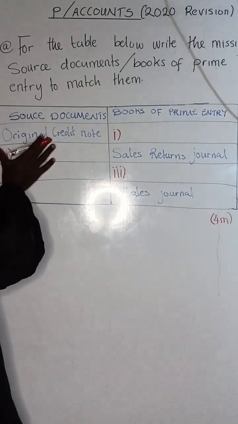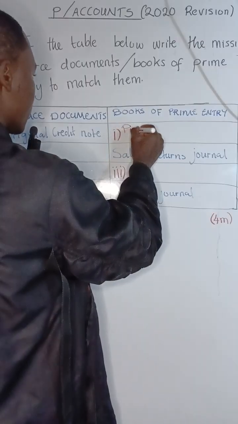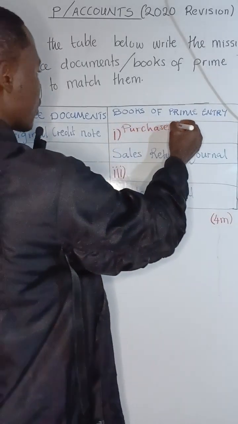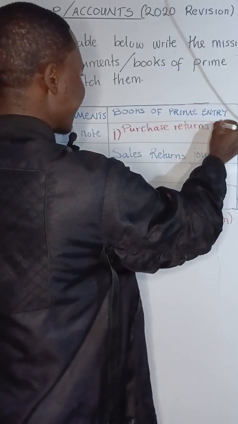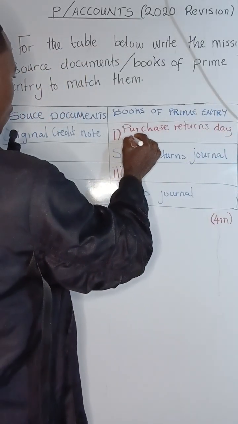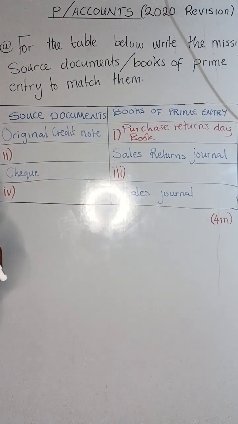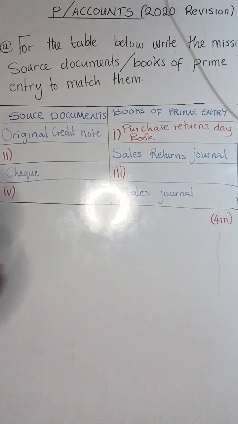Okay, so here it is the original credit note. The answer is supposed to be the purchases returns, the goods which were bought and then returned. The purchases returns daybook, or the purchases returns journal. So that is it. According to this part, we are currently recording the books of prime entry, or the subsidiary books.